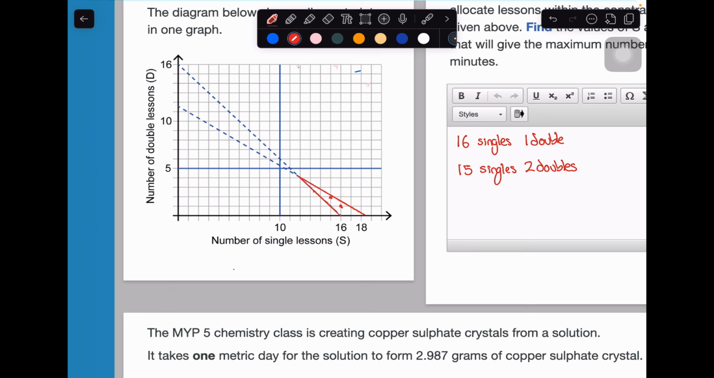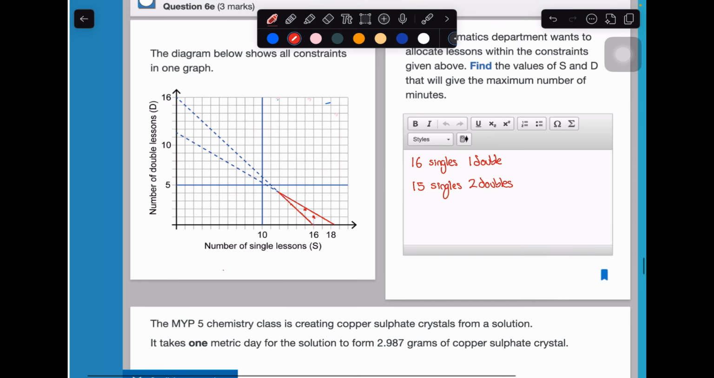So once I've got to that, I just need to calculate what this would actually work out as. In terms of how long the lessons are, we have 20 for a single and 40 for a double. So let's look at the first one. We're going to have 16 times 20 and then we're going to add 40. That gives me a total of 360.